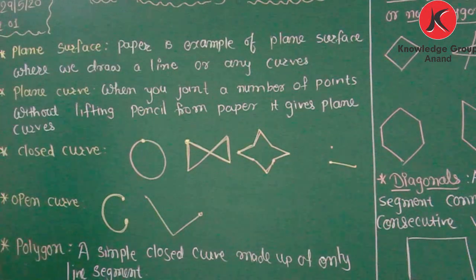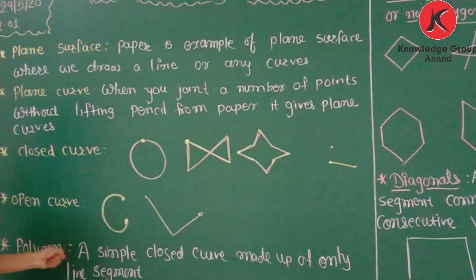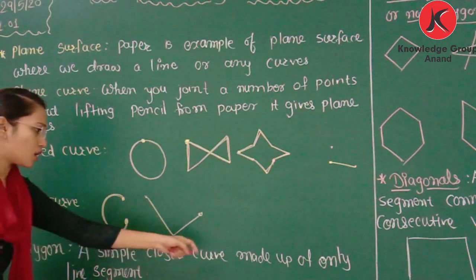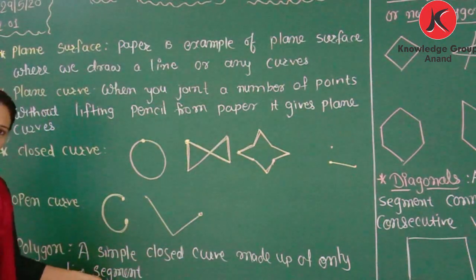Now a very important definition, that is polygon. The definition can be asked as a fill in the blank. A simple closed curve made up of only line segments.